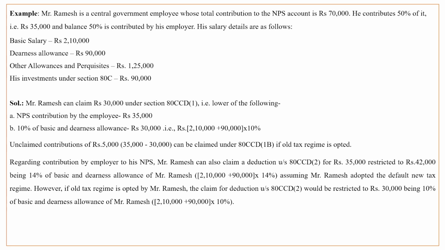However, if the old tax regime is opted by Mr. Ramesh, the claim of deduction under section 80CCD would have been restricted to rupees 30,000 only, being 10% of basic salary and dearness allowance, that is 2 lakh 10 plus 90,000 into 10%.